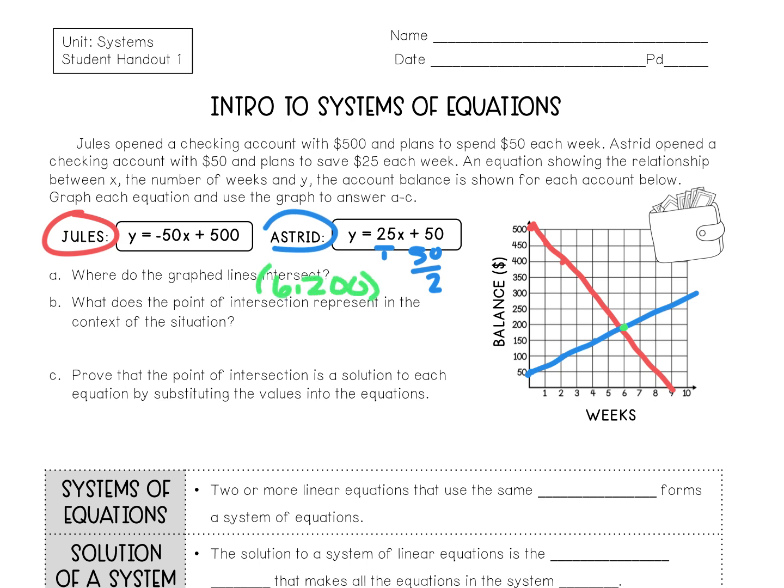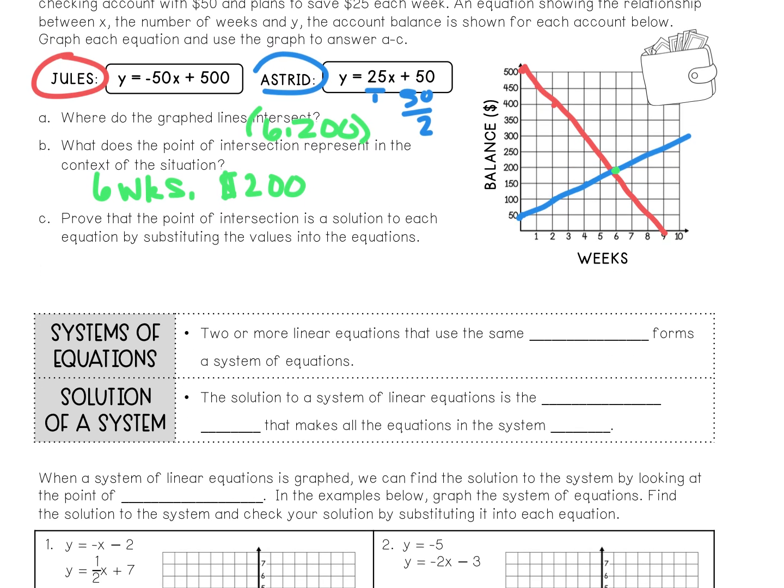So what does that mean? Well, that means we need to look at our units. So the 6 is our X, which is weeks. The Y is 200, so that is money. So in order to prove that that is in fact the answer, we would simply need to plug those numbers in for the X and Y into each equation.